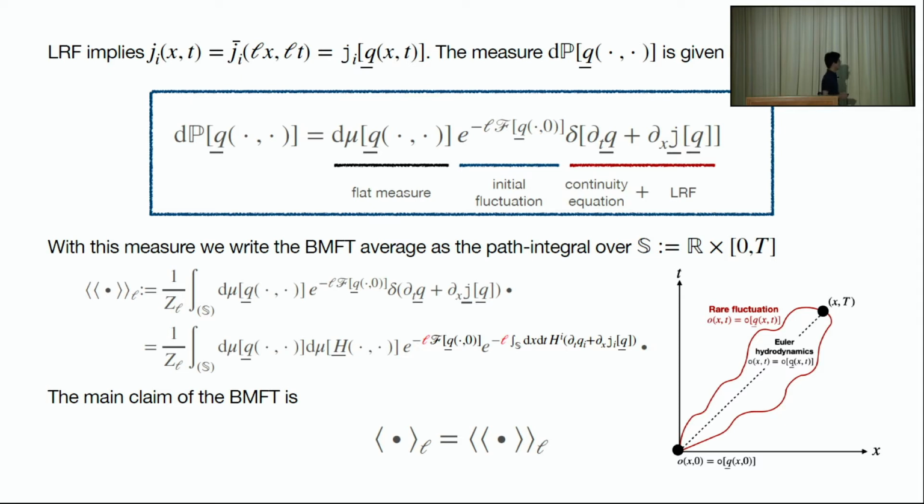For instance, we can compute the BMFT average, so average with respect to this measure, in this very simple way, where in the second line, I just exponentiated this delta function. It's like a Laplace transformation, like this. And of course, the main claim of the BMFT is that this BMFT average should be identified as the local average. So what we have to do now is to evaluate this kind of path integral. But the real point of the BMFT is that you do not actually have to evaluate this kind of path integral formula.